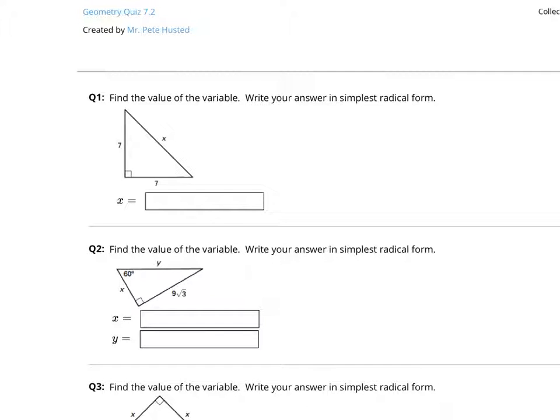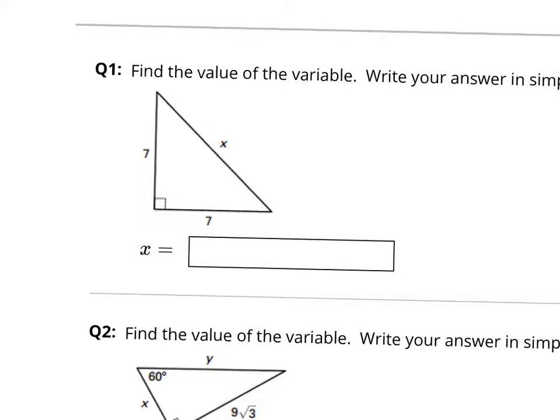Okay, here's quiz number 2. We're going to work on 45, 45, 90 and 30, 60, 90 triangles here. So let's get into number 1 right here.